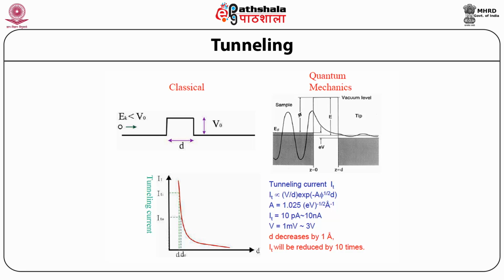IT is proportional to V by D multiplied by exponential of minus A root phi multiplied by D, where A is equal to 1.025 eV to the power minus 1 by 2 angstrom to the power minus 1, and IT is approximately 10 picoamperes to 10 nanoamperes, and V is 1 millivolt to 3 volts. Now if D decreases by 1 angstrom, then IT will increase by 10 times, as shown in the graph on the left-hand side.